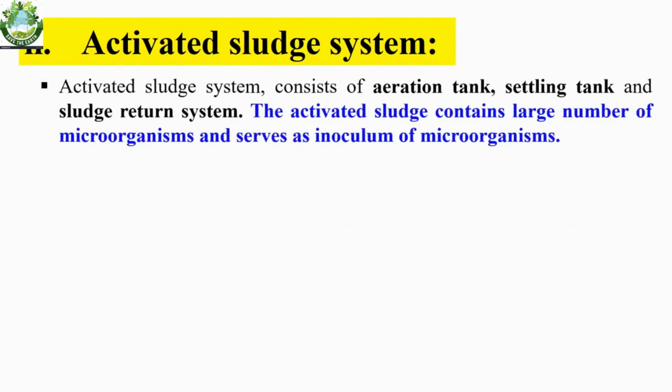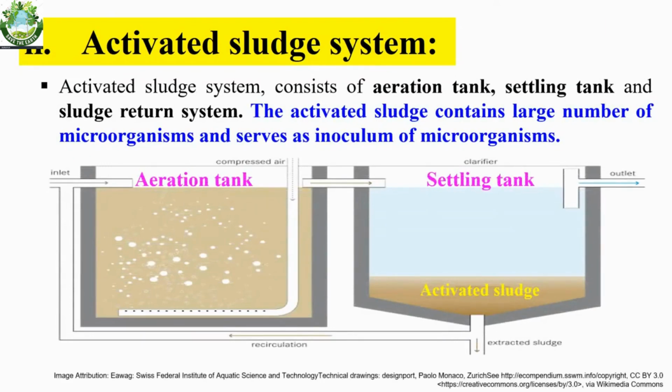Next is the activated sludge system. Here, the activated sludge system consists of an aeration tank, a settling tank and a sludge return system. At first, the sewage from the primary treatment plant is mixed with the sludge drawn from the previous batch, which means it is already activated. That's why it is known as the activated sludge or return sludge. What is this sludge? Sludge is the population of microorganisms. The pre-used population of microorganisms is known as activated sludge because it was activated previously. Now it is in the activation state, so that's why it is known as activated sludge.